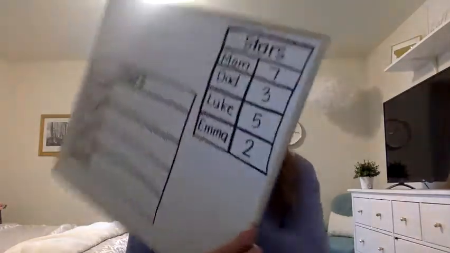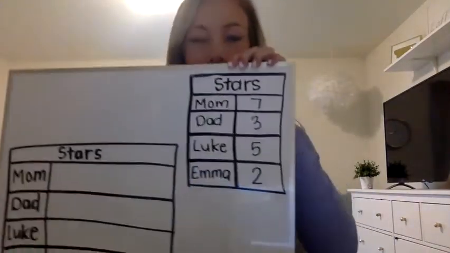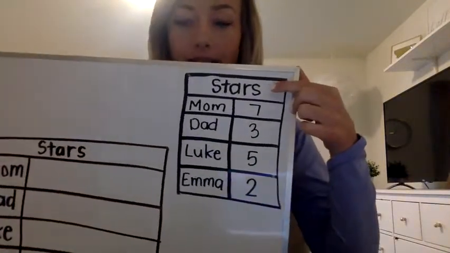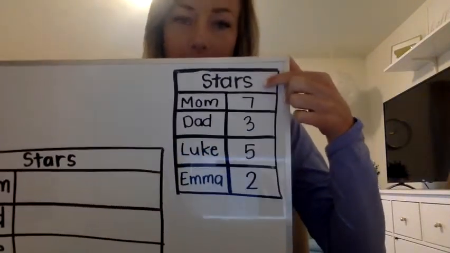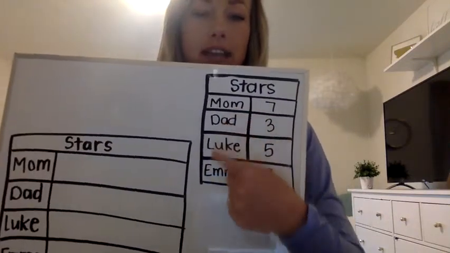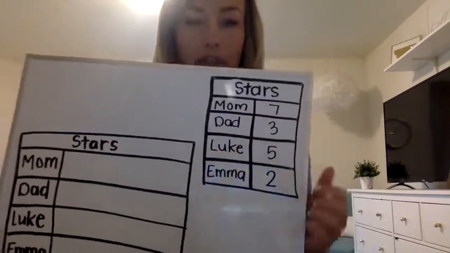Now, a lot of times when you make graphs, you start with something called a table, okay? So if you look right here, this is what we call a table. It always has a title so that you know what the table is talking about. And then it has its labels or its categories. And then it has numbers, okay?